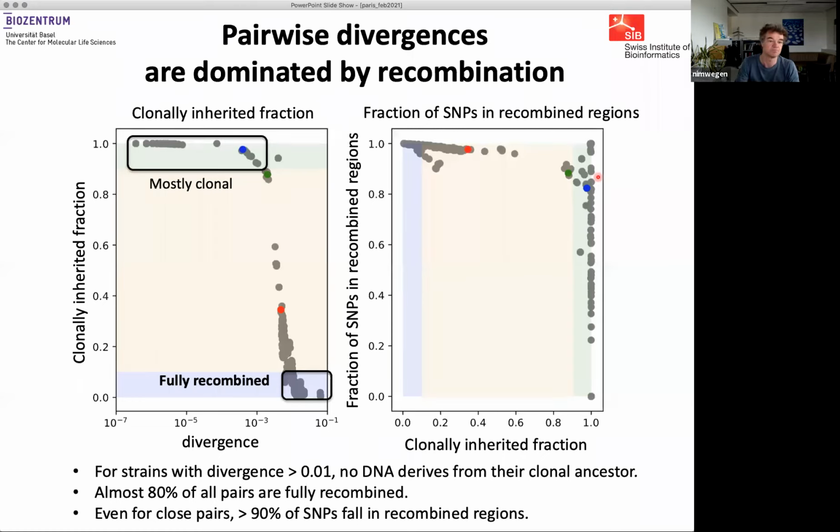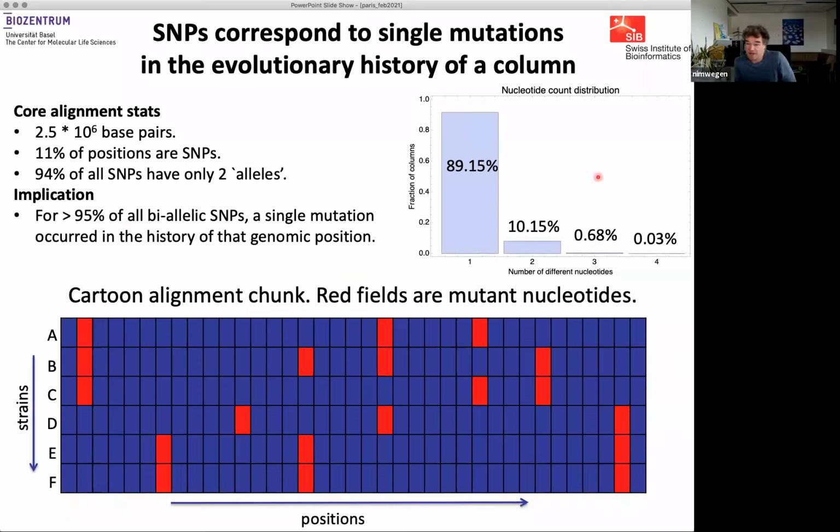All right, to explain some of the other methods we applied, I first have to tell you some basic statistics about this core genome alignment. Our core genome alignment is 2.5 megabases long, but in that alignment, 90% of the positions are completely conserved: all 92 strains have the same nucleotide. In 11% of the positions, you find polymorphism. But within the polymorphic positions, 94% have only 2 alleles.